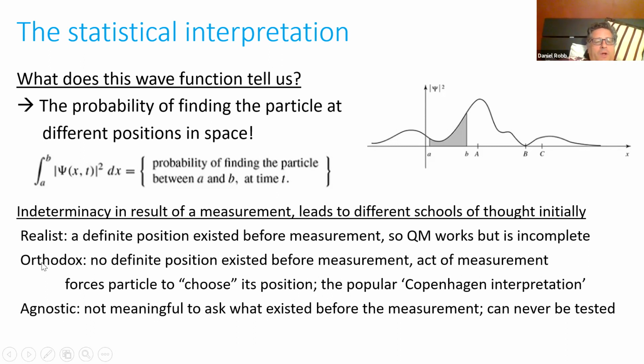All right, moving on. The orthodox interpretation, or different school of thought, said that no definite position existed before the measurement, and the act of measurement would force the particle to choose its position. Okay, so this is contrary to the realist position. The particle exists sort of in a ghostly, fuzzy, indeterminate state before the measurement, and it's the actual act of measuring it that forces the particle to choose according to the distribution that the wave function squared indicates.